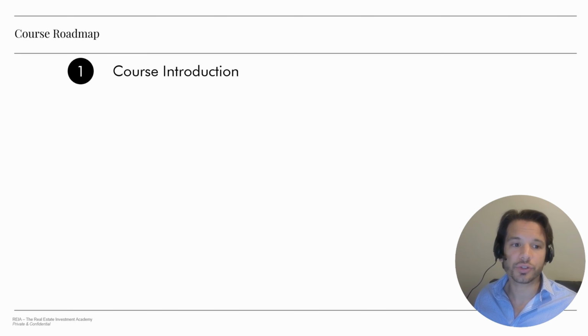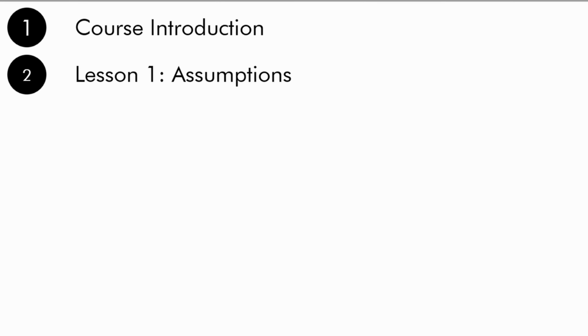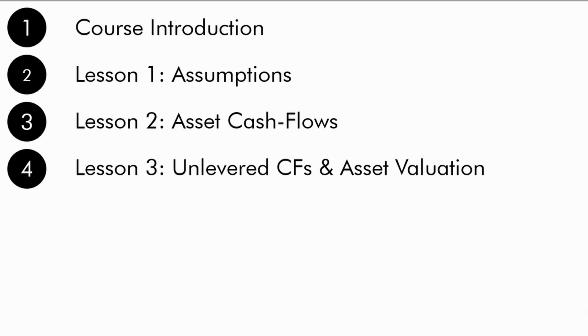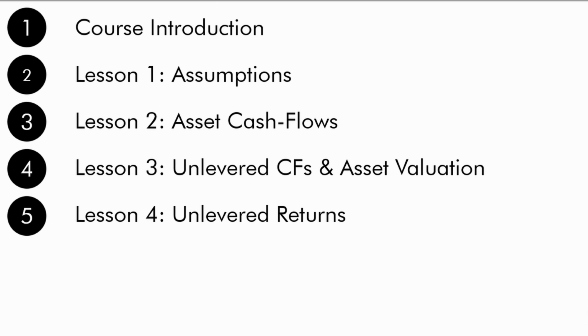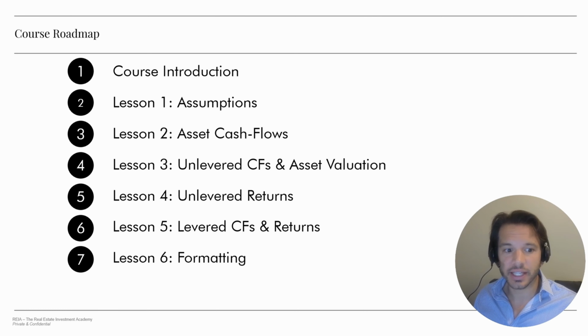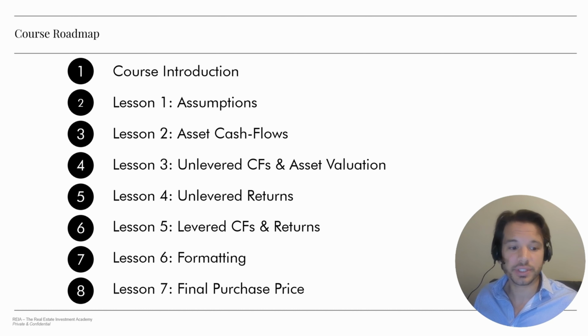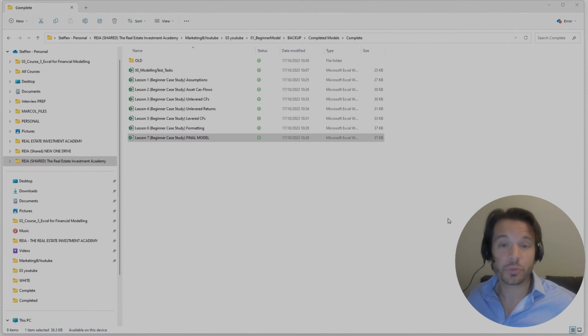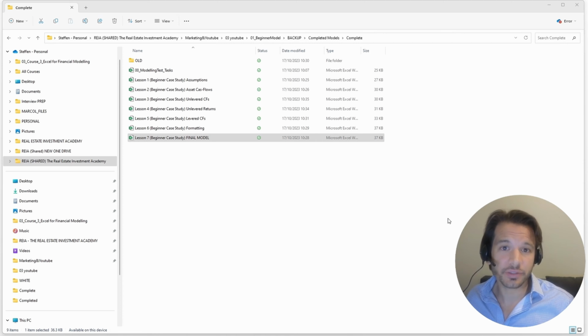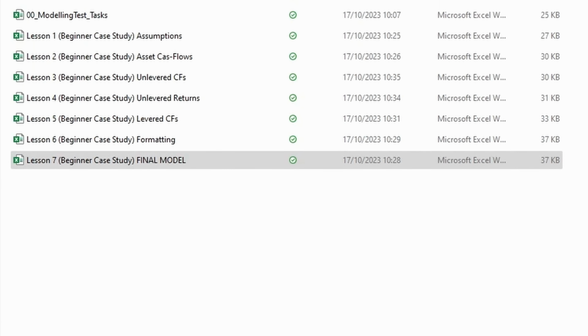So this is the course roadmap. This is the introduction, and this course is divided into 7 lessons, starting with the assumptions, then the asset cash flows, unlevered cash flows, unlevered returns, levered cash flows and returns. Then we're improving the formatting, and finally we're seeing how much Thanos can pay to achieve their target returns. So there are 7 lessons altogether to complete this financial modeling case study. And you will gain access to 7 financial models. So there is a separate financial model for each of the individual lessons.